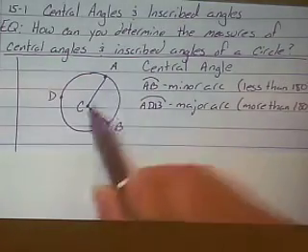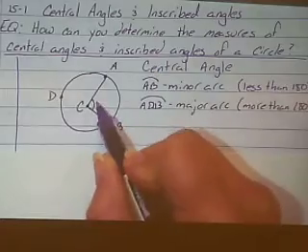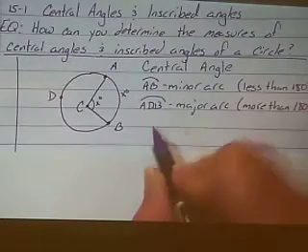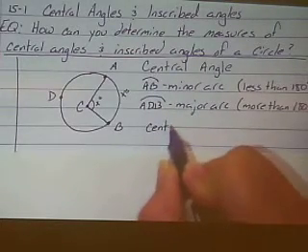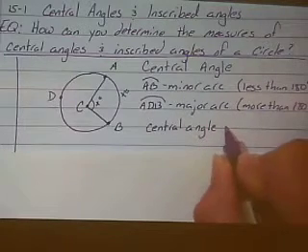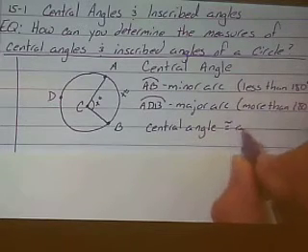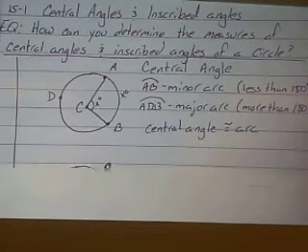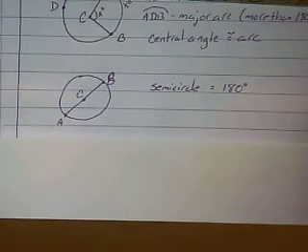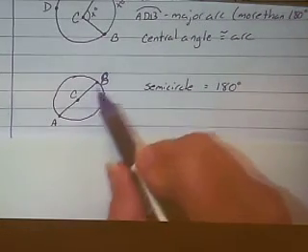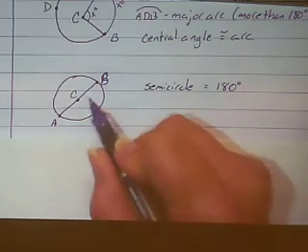A central angle's measure is the same as the measure of the arc. So the angle measure and the arc measure are congruent. This is a semicircle. All semicircles have a measure of 180 degrees. This is the diameter of the circle.